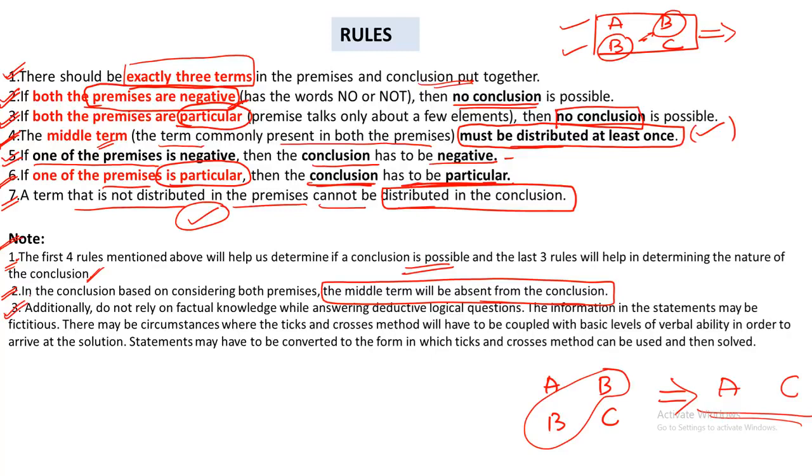Also, we do not need to rely on factual knowledge. Many a times, in fact all the time, the questions are made to confuse you and make sure that you apply rules to solve the questions and you are not biased by your opinions. The information is most of the time fictitious, and there may be circumstances where the ticks and cross method will have to be coupled with basic levels of verbal ability. It may not be all A's are B's, it may say every A is B. So a statement may have to be converted into the form of the tick and cross method before being solved. Now we'll look into some of the examples.